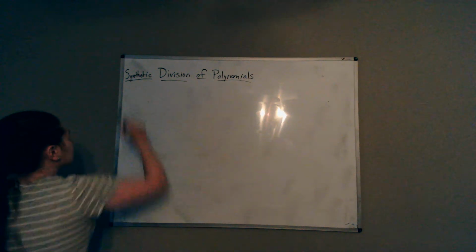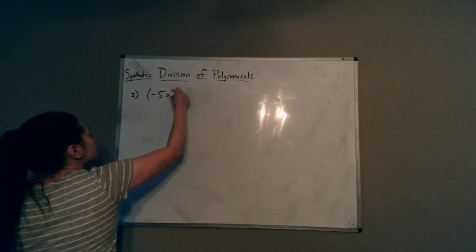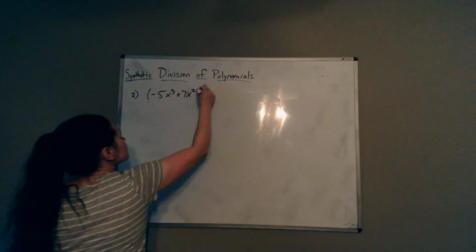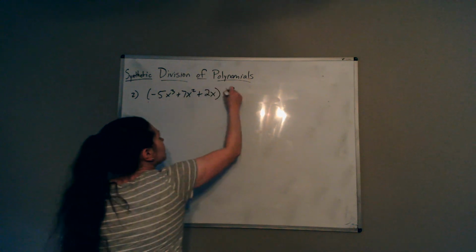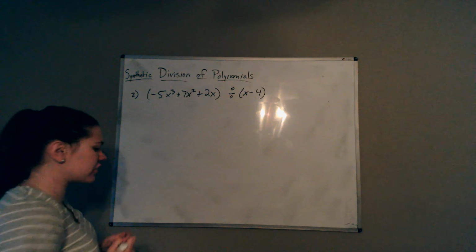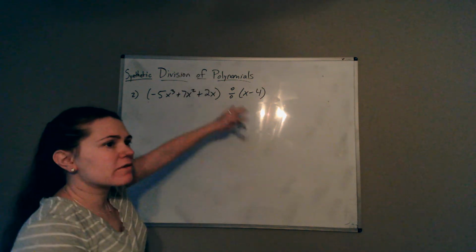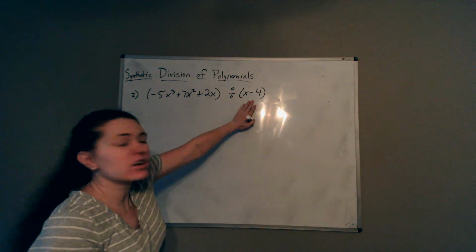All right, number 2. Negative 5x to the third plus 7x squared plus 2x divided by x minus 4. Okay, so what we have to do is we have to check. We can't even do synthetic division if the divisor is not linear. Is the divisor linear? Yes.